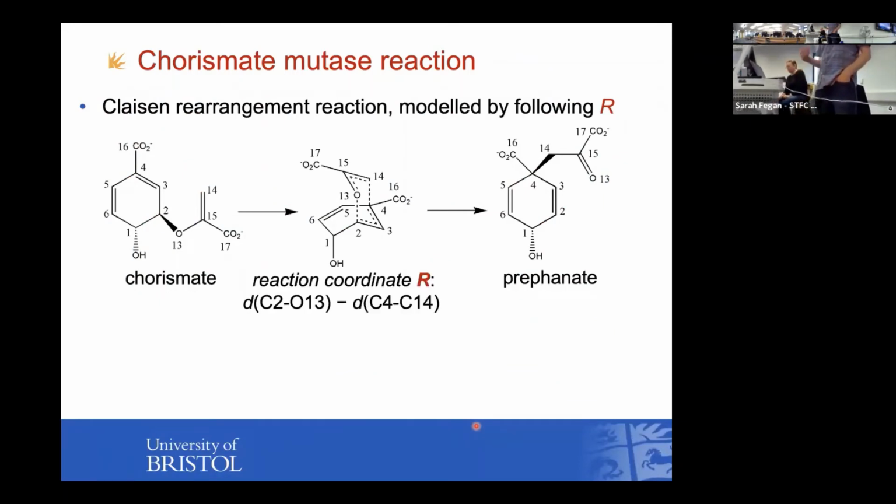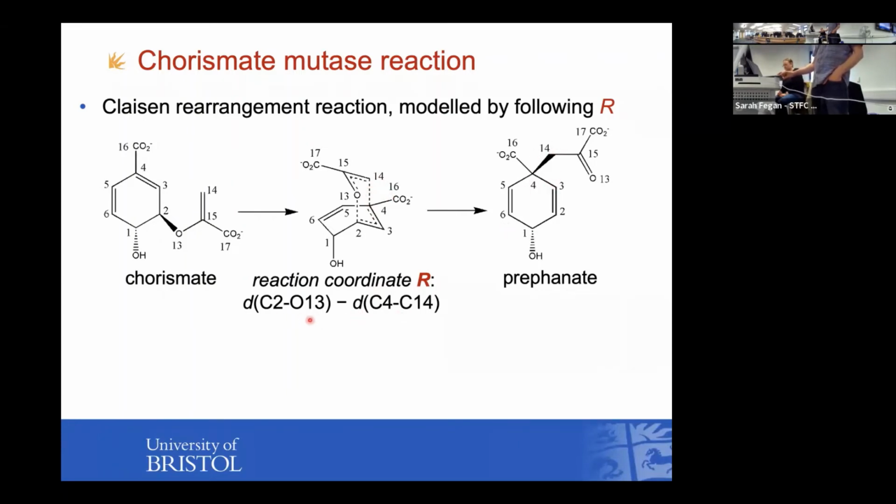Okay, so Chorismate mutase reaction. As I mentioned, we need to force this. The way that we're going to force this, we're going to use a geometric reaction coordinate. And our reaction coordinate, we know it works well in this particular case, is simply the difference between two distances. So it's the distance of the bond that's being broken, this one or this one, and the distance of the bond that's being formed, this one here in the transition state, or this one.